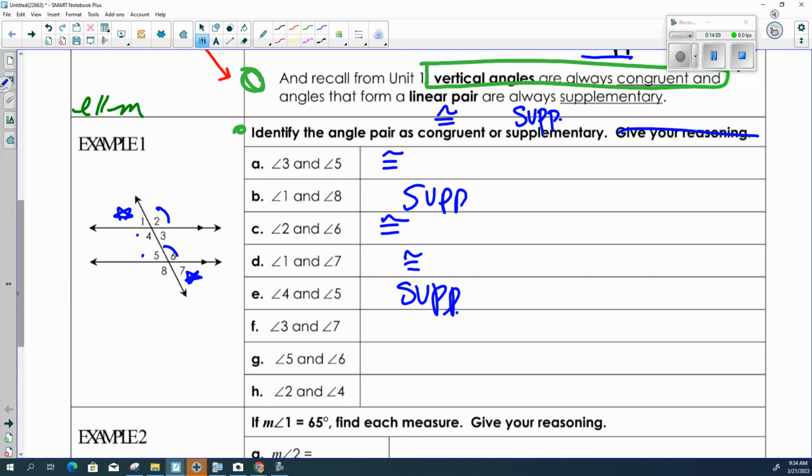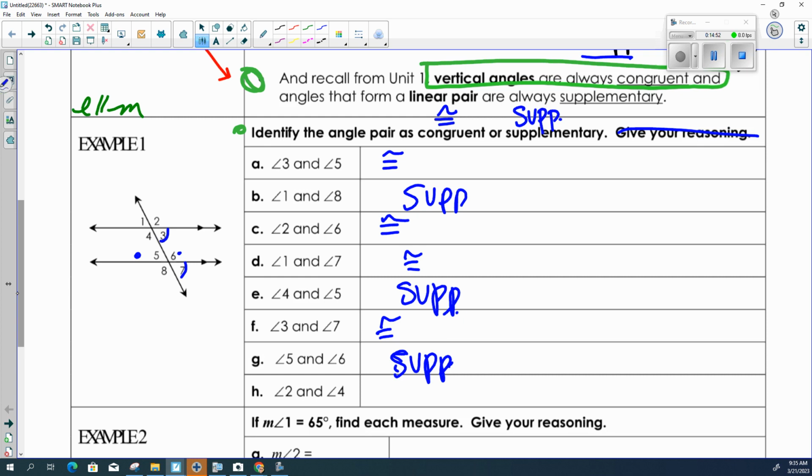Cody, F. Angle 3 and angle 7. They are corresponding, which makes them congruent or supplementary. Good. And Bronson, angle 5 and 6. Do you know why on that one, what the name is? Do you know the reason why? It's the one they mentioned at the very bottom, because they're a linear pair. So that wasn't an angle relationship we talked about yesterday. It's one from Unit 1, which I thought we were still in Unit 1, so I'm kind of confused now.